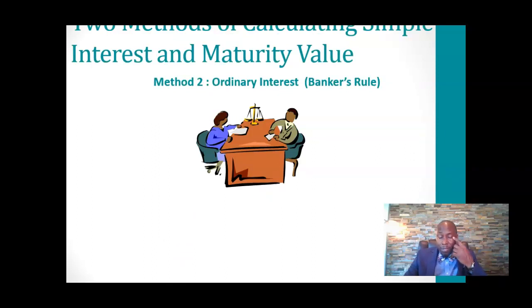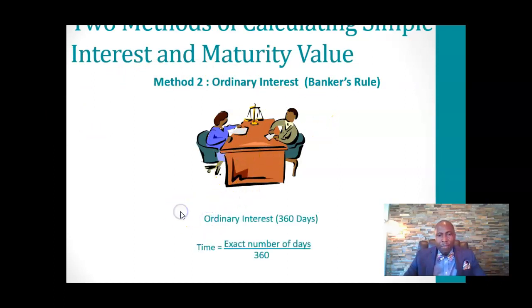There's another method called the ordinary interest. We call it the banker's rule. It's used by more of the state banks or ones that are not federally owned banks, and it's also used in academia. We use 360 days instead of 365. Why is that? Because it's easier to calculate, since 360 compared to 365 often gives you more of an even number, which makes it easy to do the actual calculations.